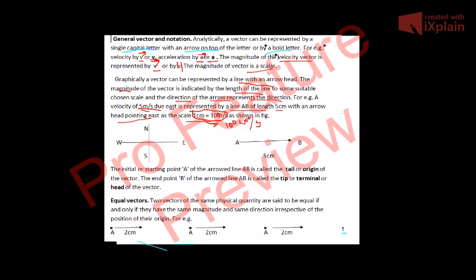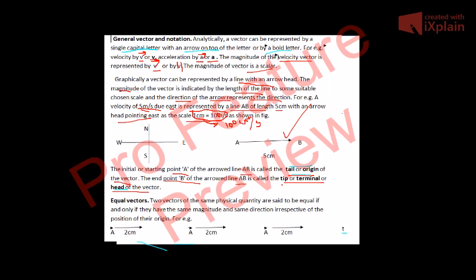Now the initial or starting point A of the arrowed line AB is called the tail or origin of the vector. The endpoint B of the arrowed line AB is called the tip, terminal or head of the vector. A is called the tail or origin of the vector. B is called the tip, terminal or head of the vector.